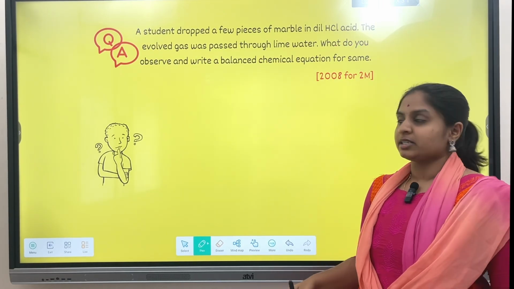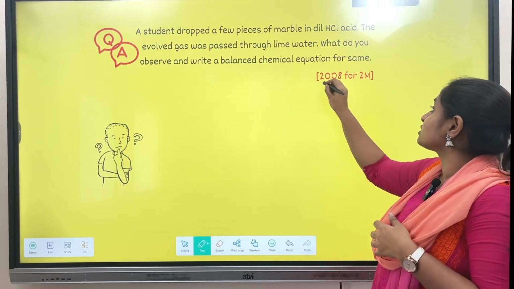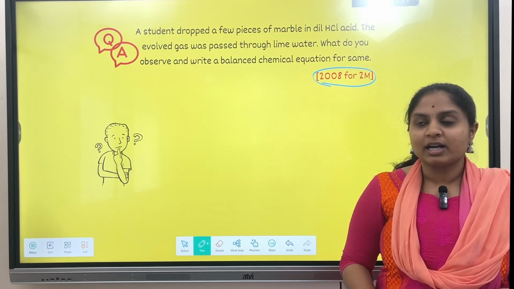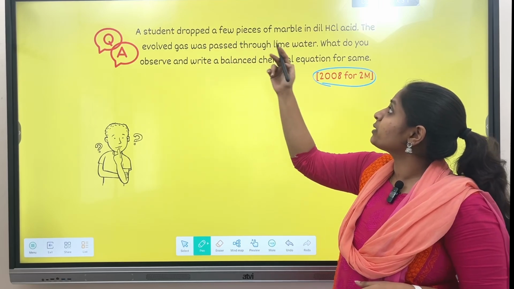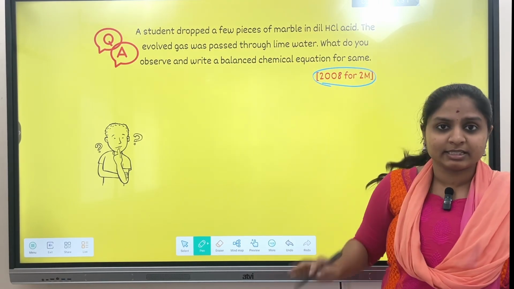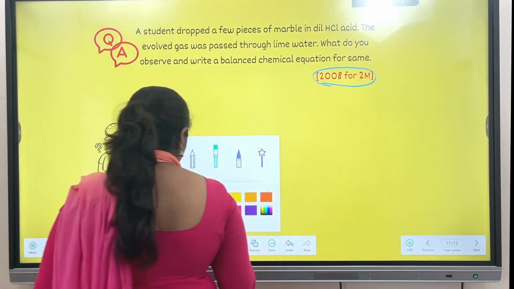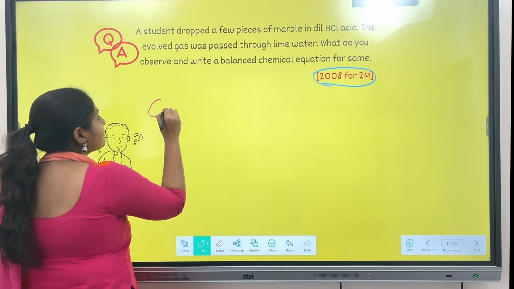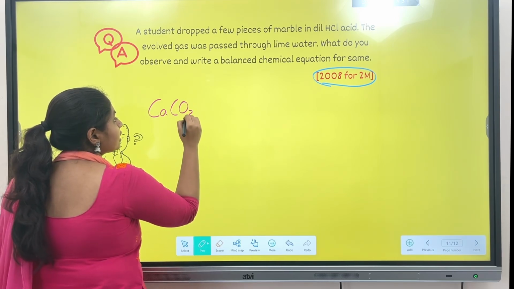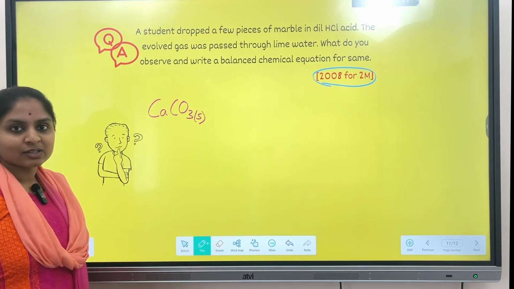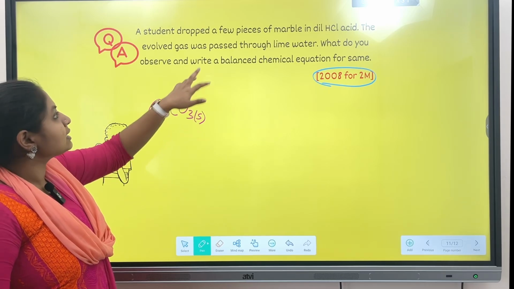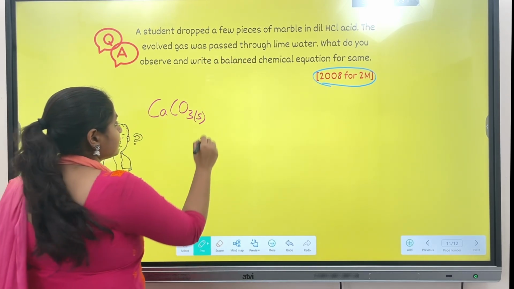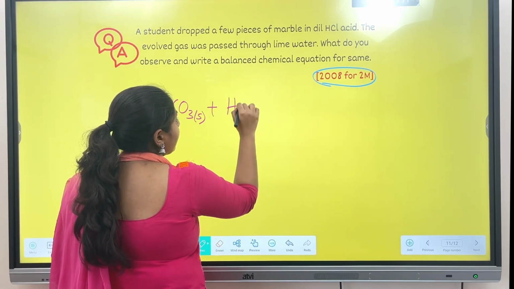The second question here was asked in 2008 for 2 marks. A student dropped a few pieces of marble in HCl. What is marble? Marble is a common name. There is a chemical name for marble. The marble is CaCO3, calcium carbonate solid. This marble is added with dilute HCl acid.